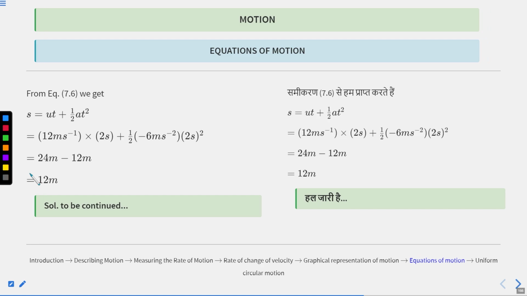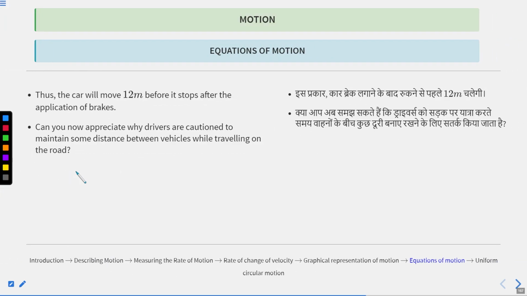This is our initial velocity and we will use our second equation of motion, which is s equals ut plus half at square. U is 12, t is 2, plus half, minus 6, into 2 square. The distance is 12 meters. This is the distance which we wanted to calculate. Thus, the car will move 12 meters before it stops after application of the brake.